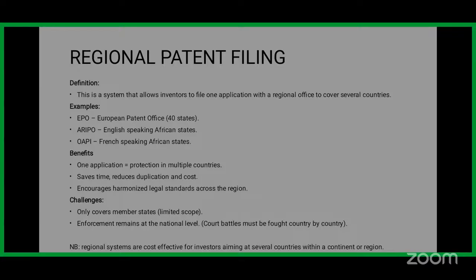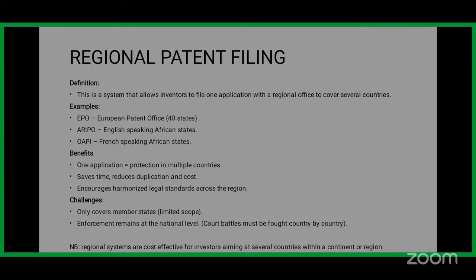Some of the benefits of regional patent filing include one application for the protection of multiple countries. Like I said, you can just file in the regional body, and then it will designate to other countries. It also saves time, and reduces duplication and cost. It encourages harmonized legal standards across the region. So when there's a regional body, there's a harmonized legal standard, a harmonized procedure or requirement for patent filing.